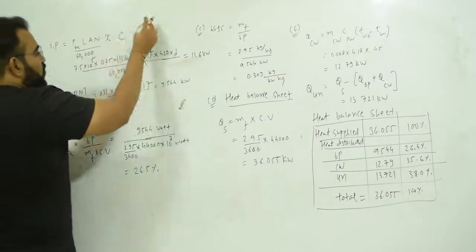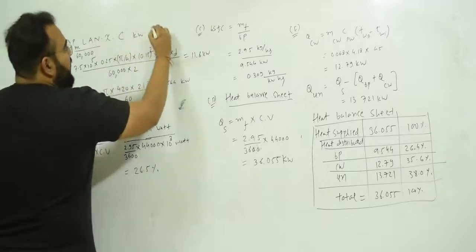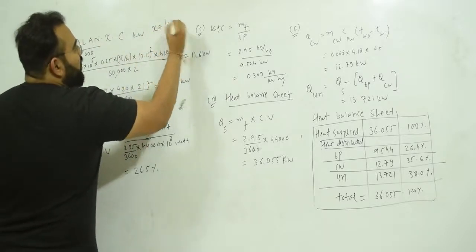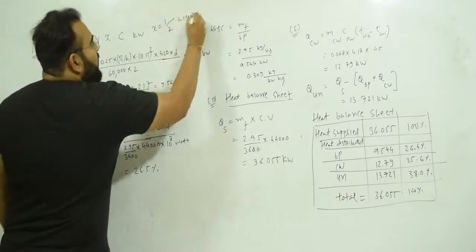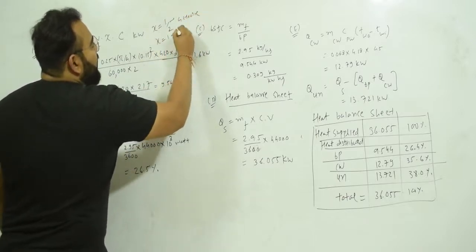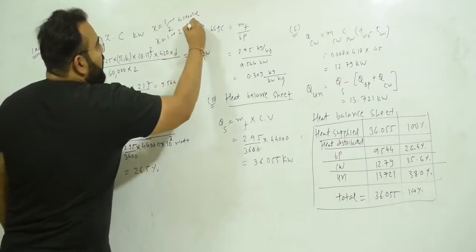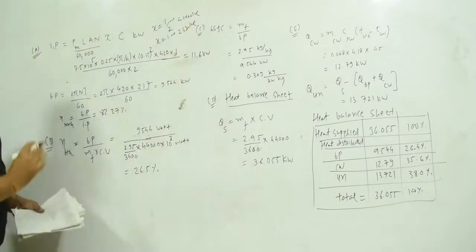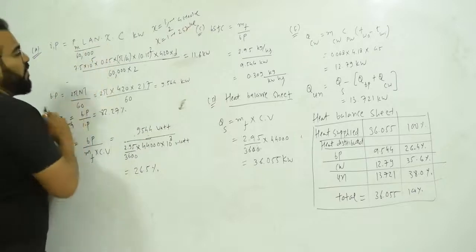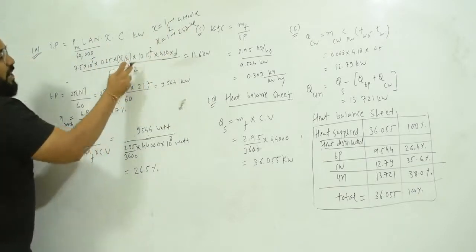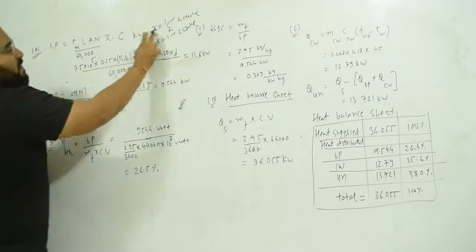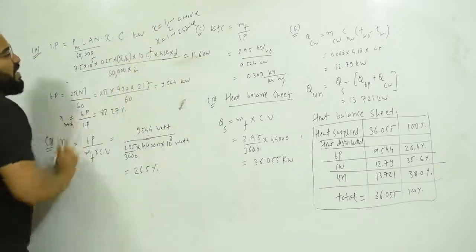If it is a 4-stroke engine, then you have to take the value of X equal to 1/2. If it is a 2-stroke engine, then you have to take the value of X equal to 1. So here in this example we have a 4-stroke engine, so we are going to take X equal to 1/2. C is the number of cylinders.